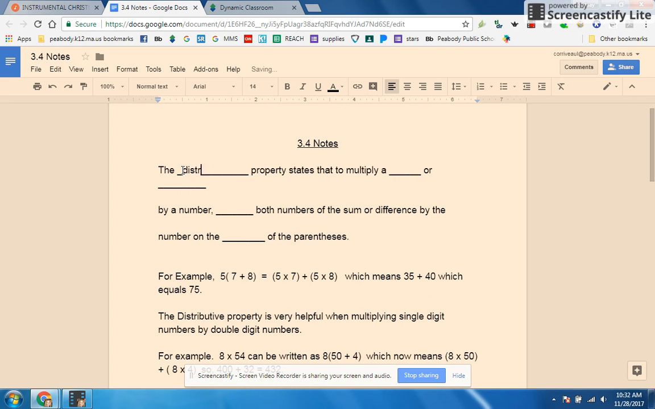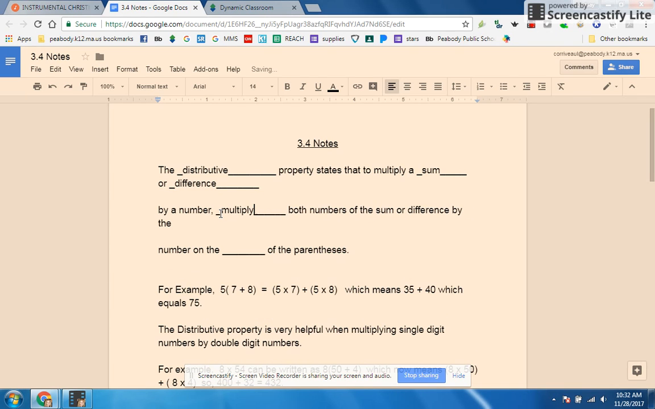So, distributive. The distributive property states that to multiply a sum or difference by a number, so sum is again when you're adding, difference is when you're subtracting, multiply both numbers of the sum or difference by the number on the outside of the parentheses. Mine's going to look a little bit different because when I typed it, it made it look weird, but that's okay. Make sure you get this down.